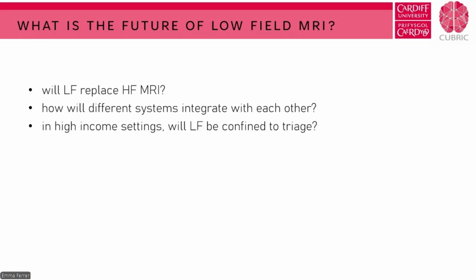And also, what will be the role of low field in high income settings? I can foresee a future where you go to your GP with a headache and they might be able to give you a head scan there and then, and you can go home feeling relieved that it is nothing bad. Or maybe it just serves as a sort of triage for the people who actually need to have a high field scan, therefore reducing the waiting list that at the moment, even in very rich countries, can still be really long in some geographical areas.